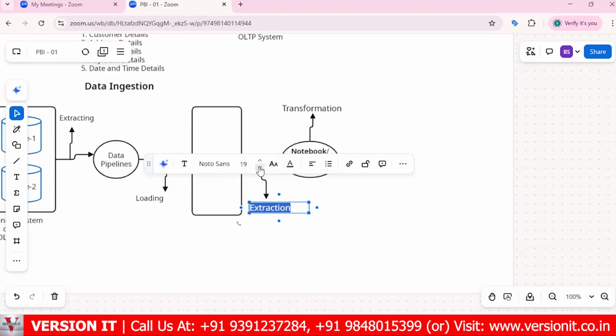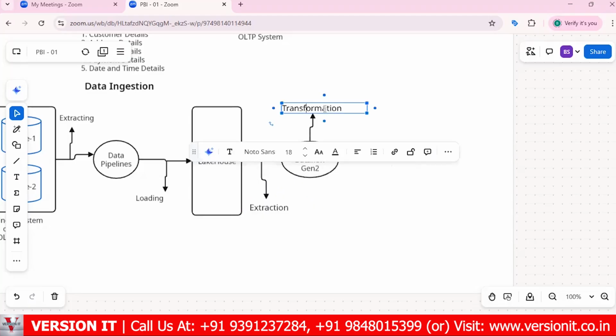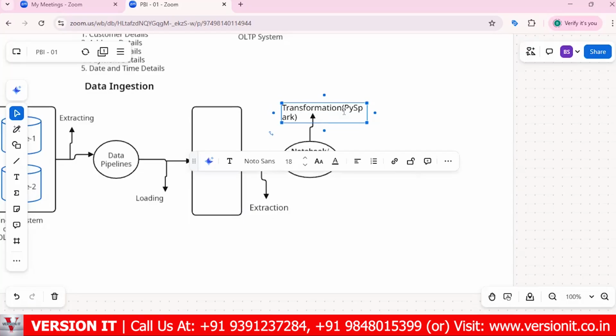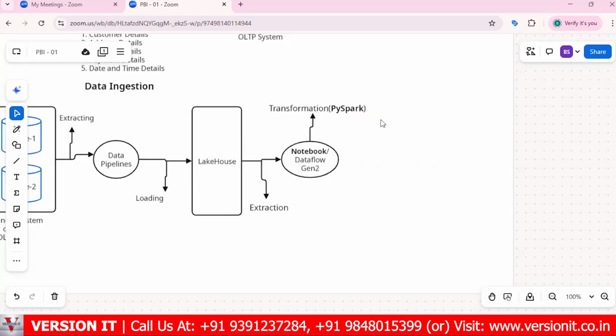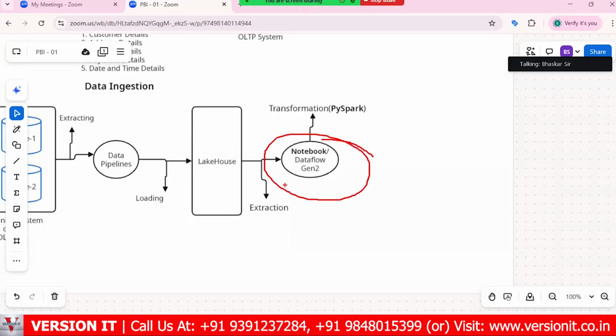In order to do the data transformation here, we are going to use PySpark. Maybe you may have come across this term, PySpark. Do you have experience with PySpark? This is very, very important in order to do the data transformation. And Microsoft itself has its own product to do the data transformation. We don't need to depend on Databricks. Previously, Microsoft also depended on Databricks to do the data transformation. They were associated with Databricks.